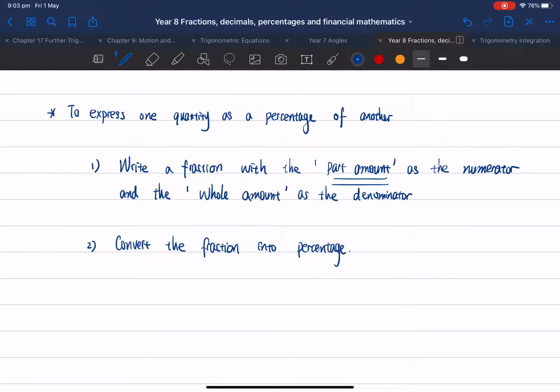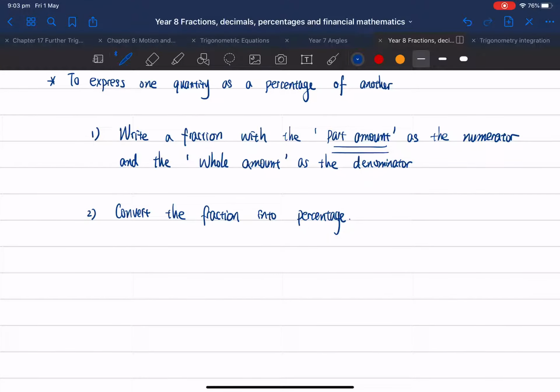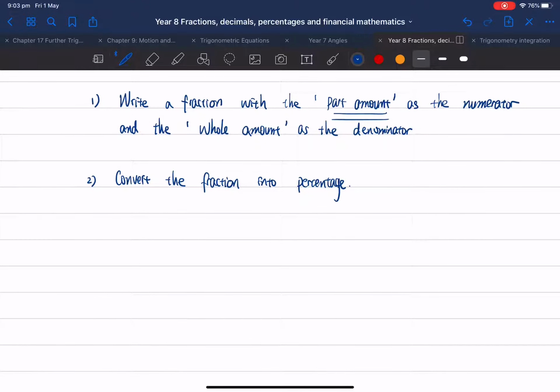All right, so the example of that is from the previous example I told you. You had a topic test, and for the first topic test, you received 14 out of 20. That's the result your teacher gave you, and you want to calculate what that equals in terms of percentage. So how would you do it? The part amount, you got 14, and the whole amount of the total mark is 20. So that's 14 out of 20.